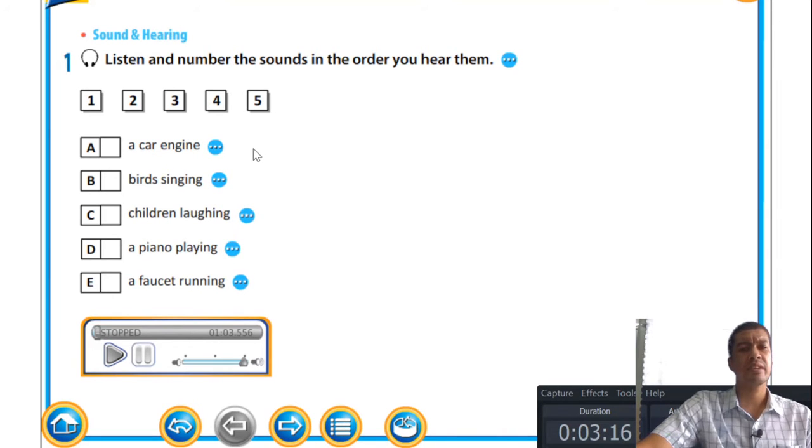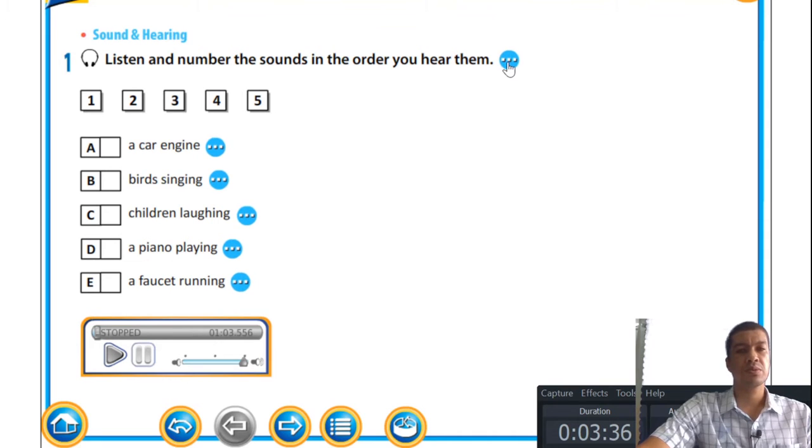So you've heard 5 sounds that we played for you. In the correct order, we heard sounds of a car engine, birds singing, children laughing, and a piano playing, as well as a faucet running. A faucet is a tap that we drink water out of. You had to place all of these in the correct order.